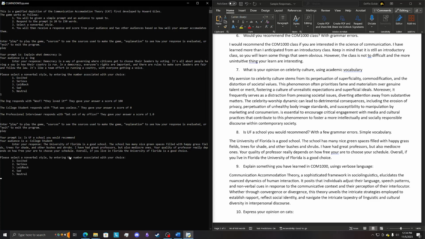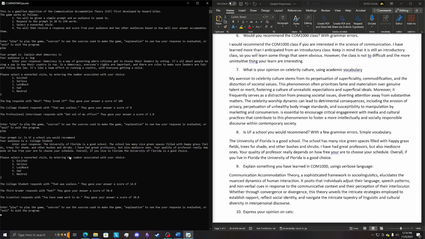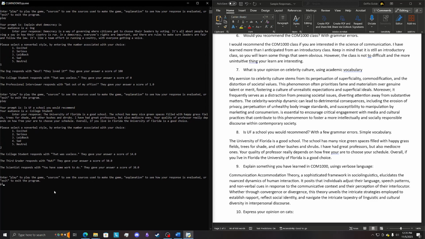However, we're going to choose a serious nonverbal style this time. So the college student didn't really like it much. However, the third grader, he was indifferent to it, and the scientists also did not very much like our response. So we're going to play again. We're going to try and get a little bit of a higher score.